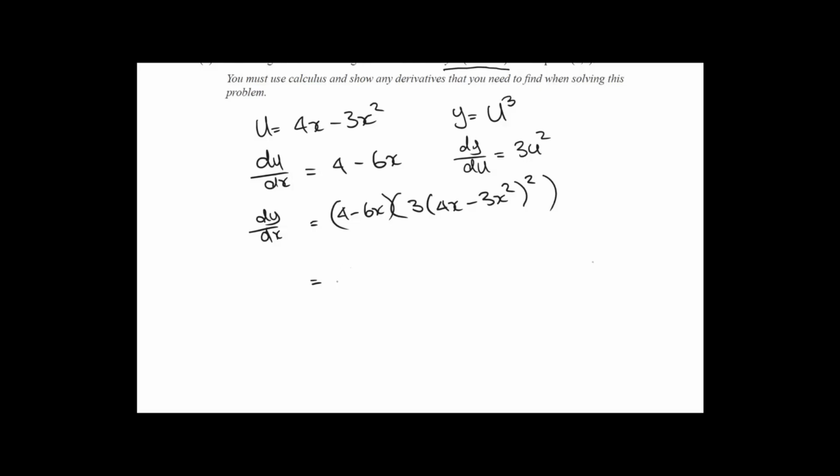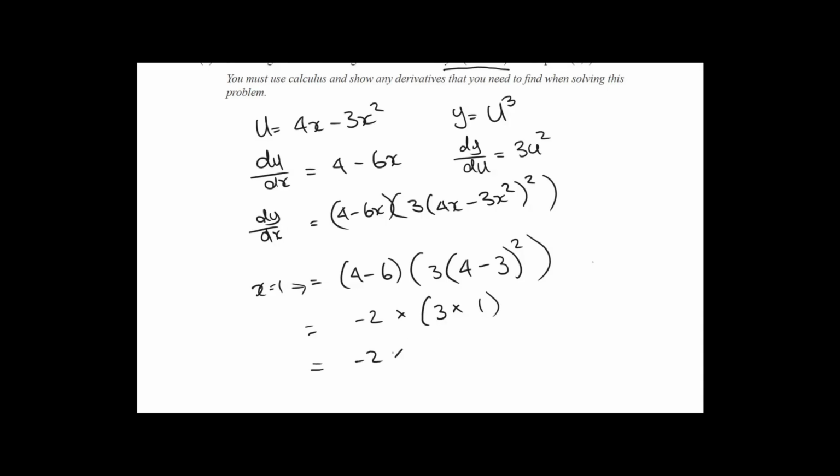So let's just substitute x equals 1 into this. So we've got 4 minus 6 times 1, times 3, times (4 times 1 minus 3 times 1 squared, which is 3, all squared). Sorry, 4 minus 3 is 1. So 4 minus 6 is minus 2, times 3, times 1. 1 squared is 1, so it's going to be pretty easy. So minus 2 times 3, so it's going to be minus 6.